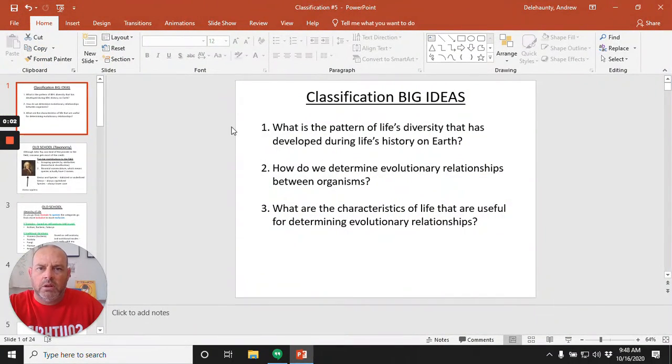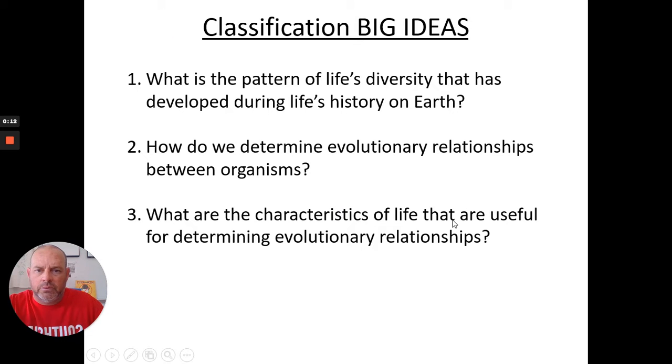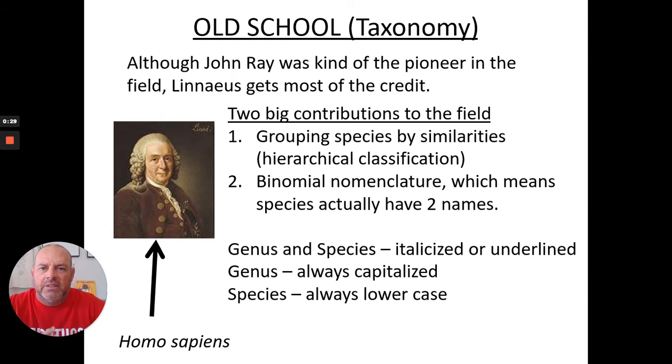We're gonna do our last set of evolution notes here, which are the classification ones. Also, we'll learn how to make cladograms. Okay, so let me swap that. So, big ideas: the pattern of life's diversity that has developed during life's history on Earth. How do we determine evolutionary relationships between organisms, and what are the characteristics of life that are useful for determining evolutionary relationships? So, a few things to dig into here.